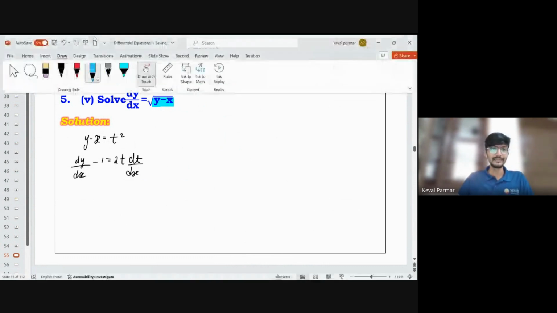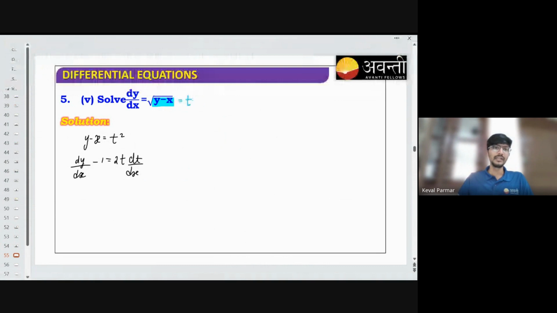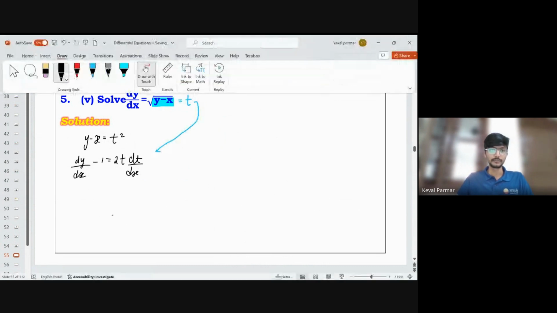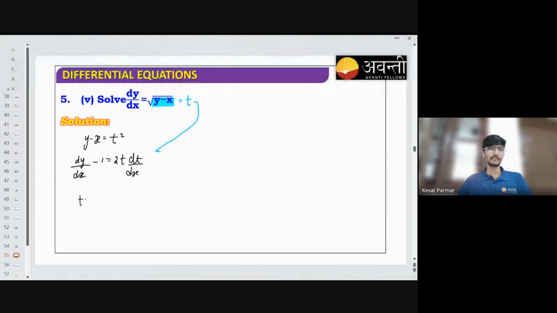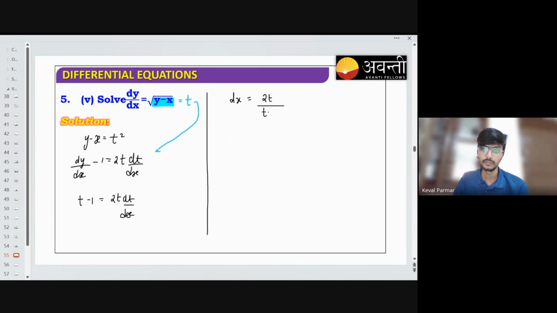What has dy by dx become? Dy by dx has become t. Substitute this here. I'll get t minus 1 is equal to 2t dt over dx. Now we just need to cross multiply. So I'll get dx is equal to 2t upon t minus 1 dt.